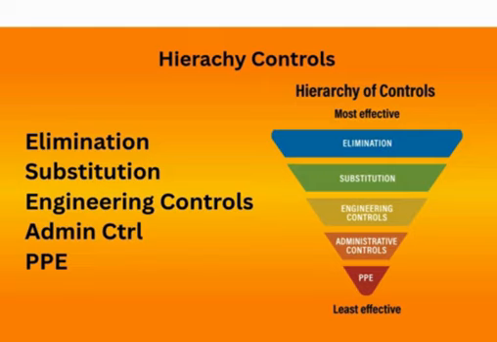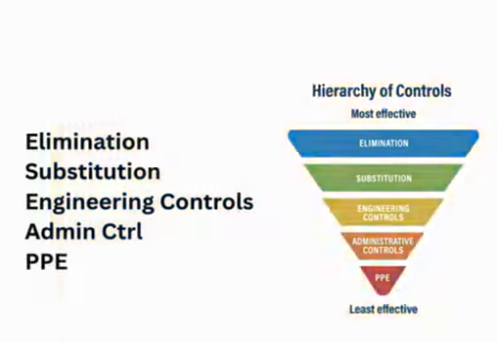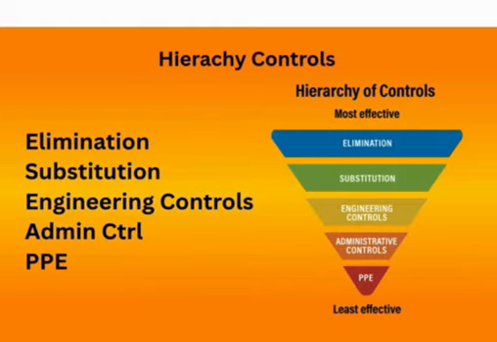The fourth is administrative controls. These include procedures, training, warning signs, and work permits that help reduce exposure to hazards. Finally, the last level is personal protective equipment or PPE. This includes items like helmets, gloves, safety glasses, and harnesses. PPE is considered the last line of defense because it does not eliminate the hazard, but only protects the worker.